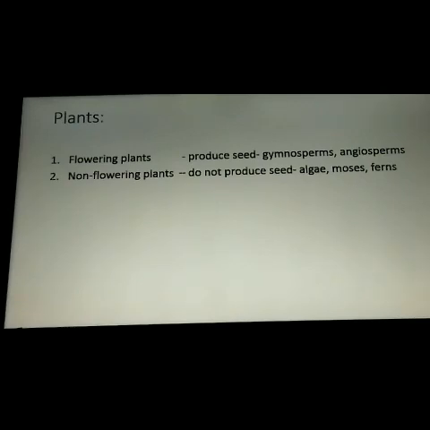So based upon dichotomy, plants are of two types. One is flowering and the other one is non-flowering plant. Flowering plants do produce seed, and non-flowering plants do not produce seed. Non-flowering plants are classified into three categories, that is algae, mosses and ferns, while flowering plants are of two types, gymnosperm and angiosperm.